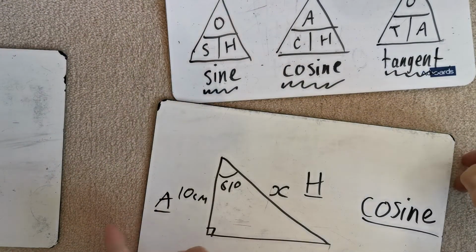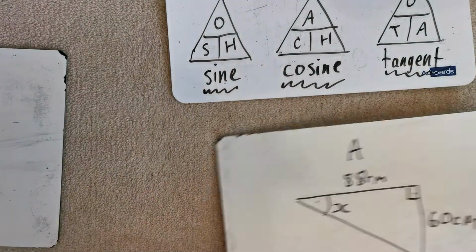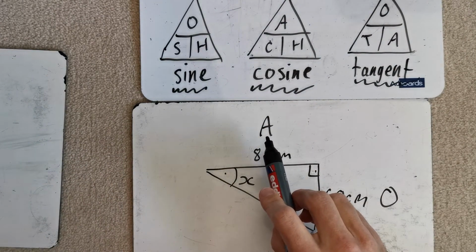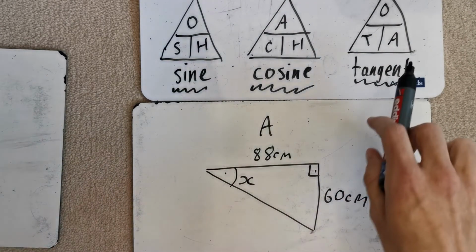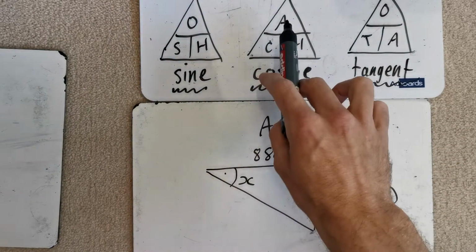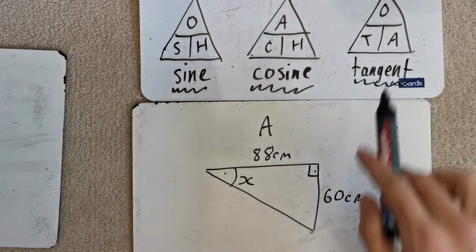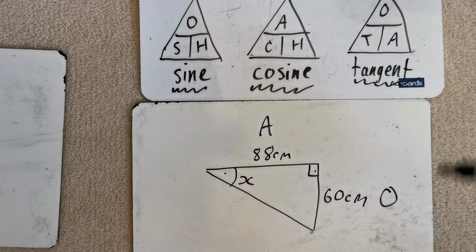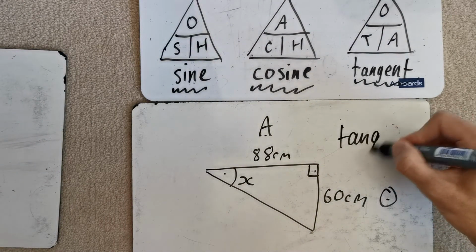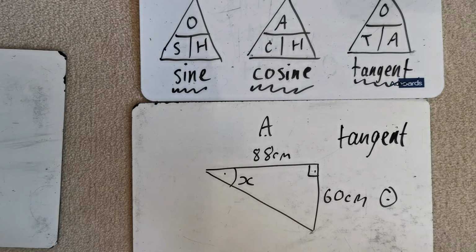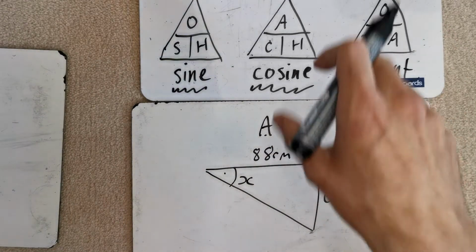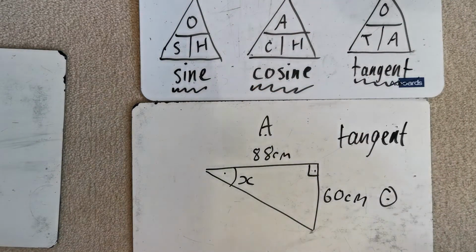Another one, the other one that we did here, we labelled the adjacent and the opposite. Now, which one of these uses the opposite and the adjacent? This one's got the opposite and hypotenuse, so we're not using that one. This one's the adjacent and hypotenuse, not using that one. This one's got the opposite and the adjacent. Oh look, we got the opposite, we got the adjacent. So we're going to be using tangent. We're going to be using the tan button on our calculator for this one. Again, I'm not going into the maths of this right now. I just want you to know exactly how to label this triangle.